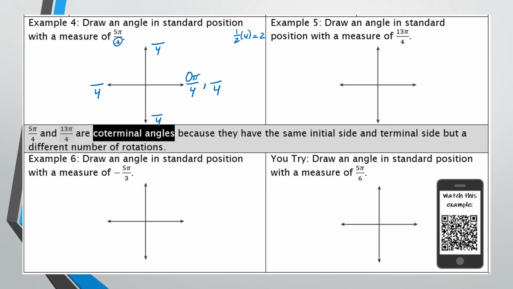Always 0 pi. All right, so half of my denominator is 2, so that makes this 2 pi. And then I just keep adding 2 all the way around. So 2 plus 2 is 4, 4 plus 2 is 6, 6 plus 2 is 8.